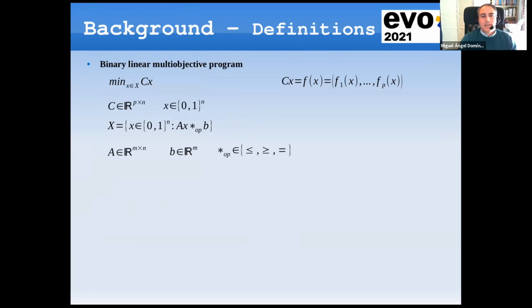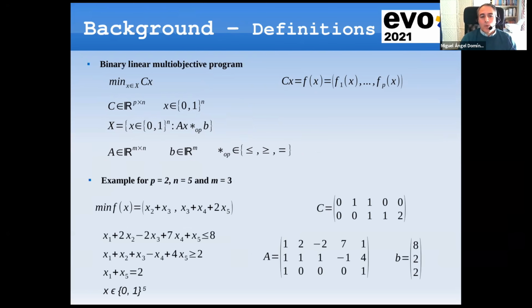In this slide, we can see the definition of a binary linear multi-objective program using matrices. We can see here an example for 2 objectives, 5 variables, and 3 constraints.